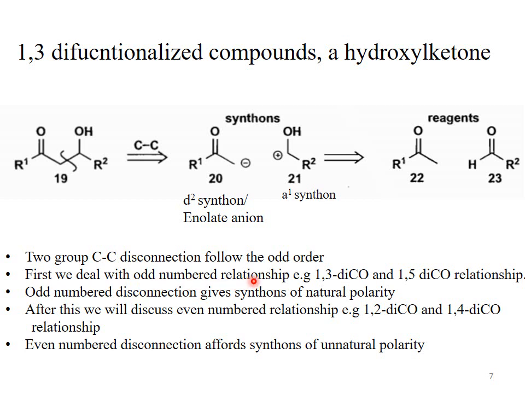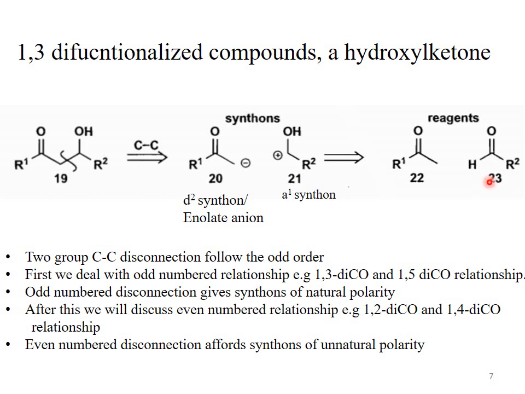So it's a compound 20. This compound, the alpha carbon is carrying a negative charge and the beta carbon carrying a positive charge. So 21 is A1 synthon, 20 is a D2 synthon. It's a enolate anion. When these compounds are converted to the reagent, then 20 gives 22 and 21 is obtained from 23. That's aldehyde and this is ketone.